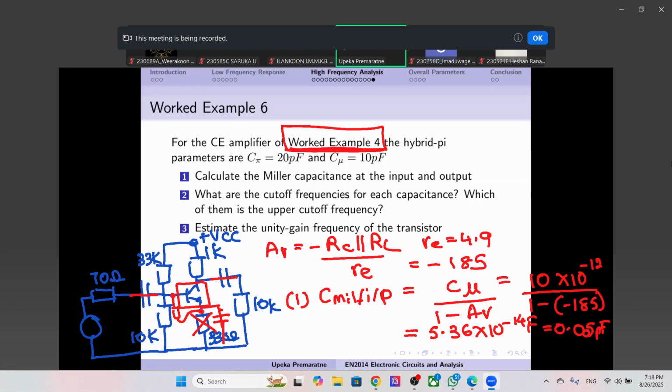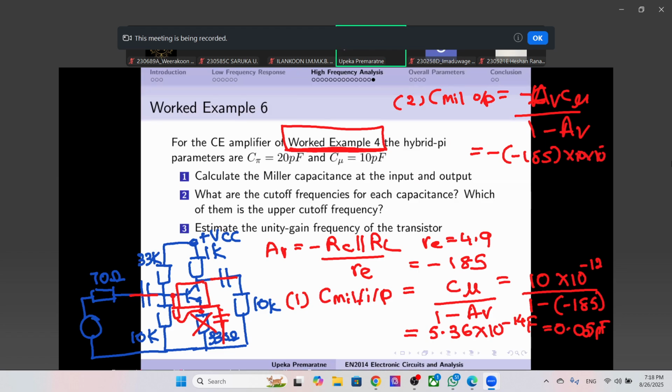0.05 picofarads, right? It's a very small value. Then for the output Miller capacitance, that is minus AV C mu (1 minus AV). So that is minus 185 times C mu, 10 picofarads.